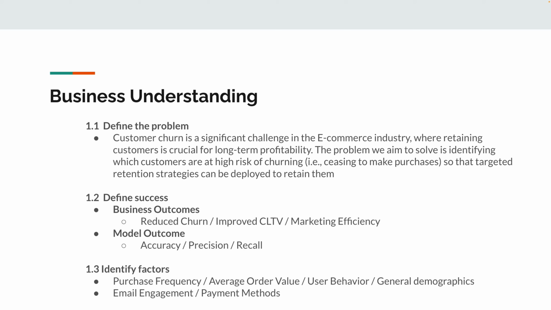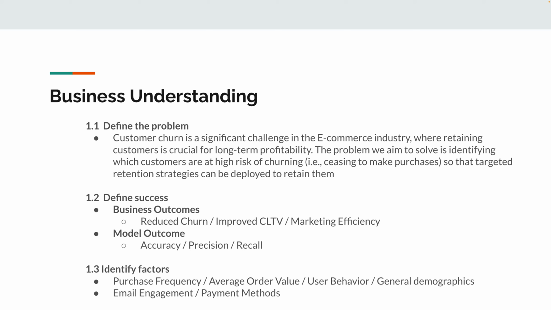And in terms of the model outcome, just general metrics that we're looking to ensure a strong model, with that being accuracy, precision, and recall. Now, in terms of some of the factors that could impact being able to determine the prediction for this, just some off the cuff: purchase frequency, how often they buy; average order value; what the user actually does when they're on the platform; general demographics, like where you're at, how old you are, what time you visit, things of that nature; email engagement. Obviously, I mentioned marketing.